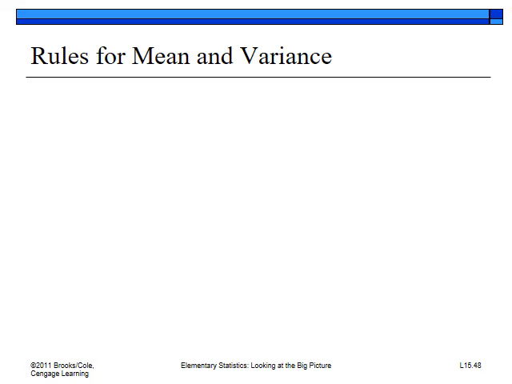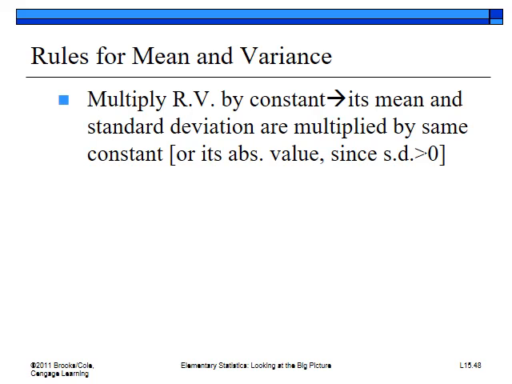So let's look at some computational rules for the mean and for the variance. If you take a random variable and multiply it by a constant, then the mean and the standard deviation are also both multiplied by the same constant. If the constant is negative, we'll need to make sure to take the absolute value before we multiply.